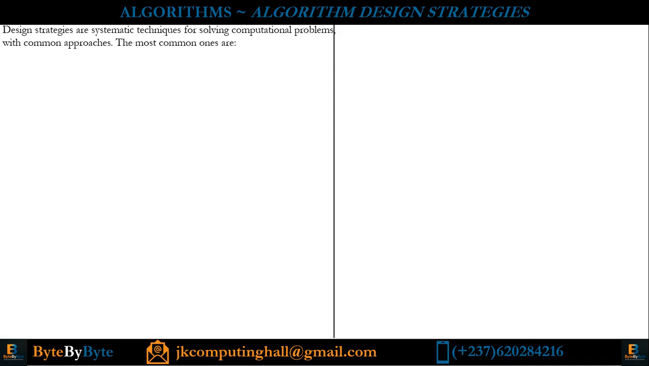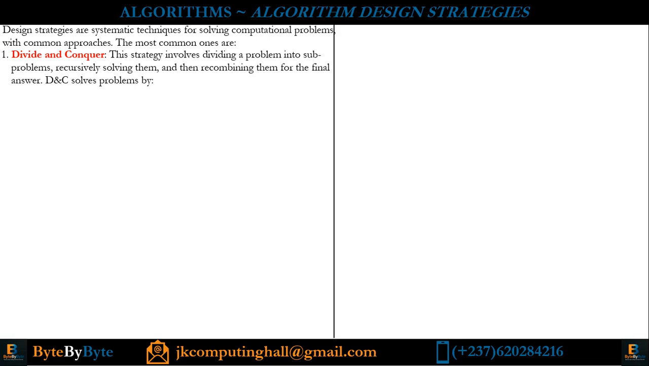The most common and most used one is divide and conquer. This strategy involves dividing a problem into sub-problems, recursively solving them, and then recombining them for the final answer. That we call divide and conquer. As we divide, we solve them, and we conquer them. Conquer is a term like bringing them together as one.